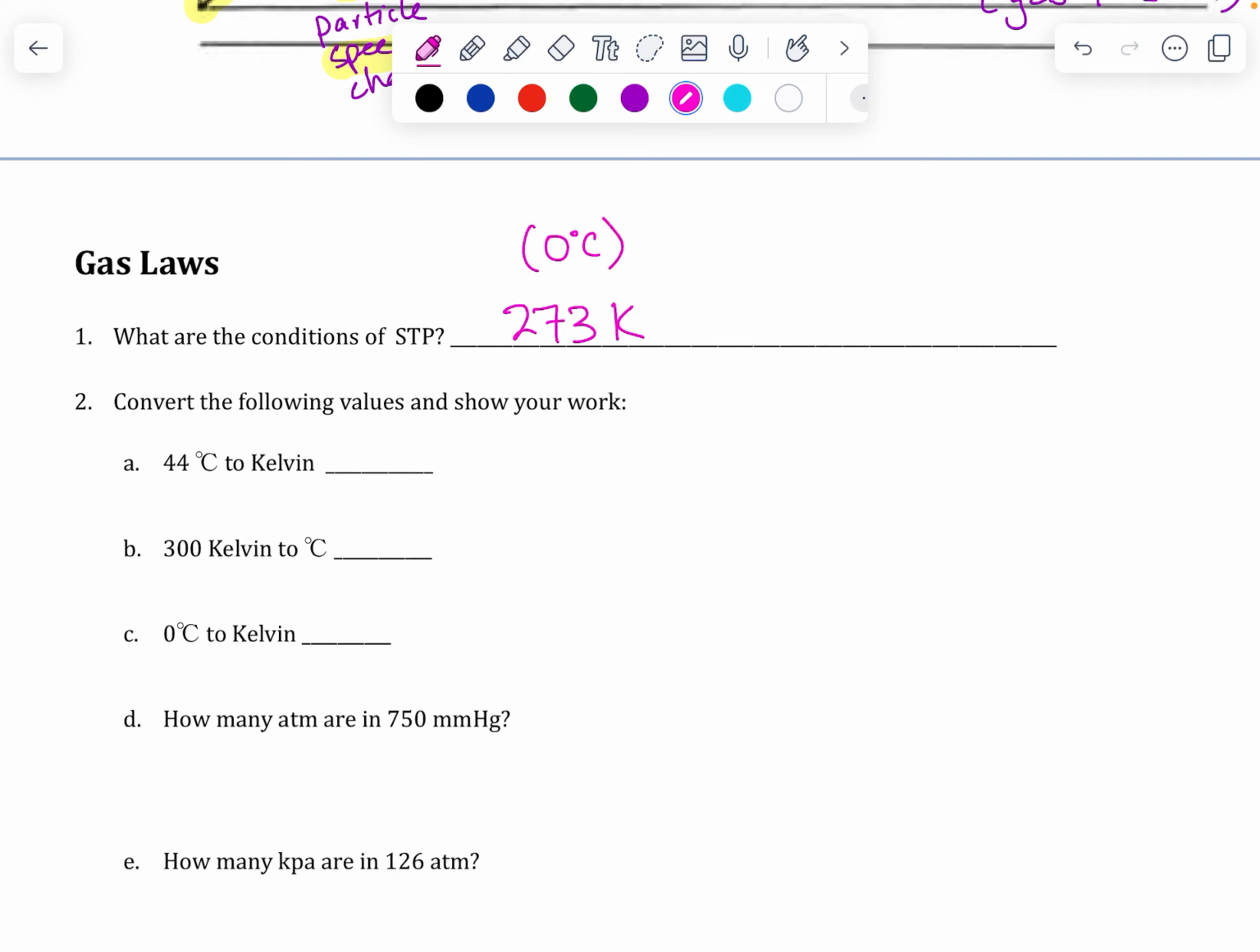And then our pressure is 1 atmosphere, or it could be any of the above: 14.7 psi, 101.3 kilopascals, 760 millimeters mercury, 760 torr. Which one am I missing? You get the gist, right? So it's just all the same value, just different units, right?